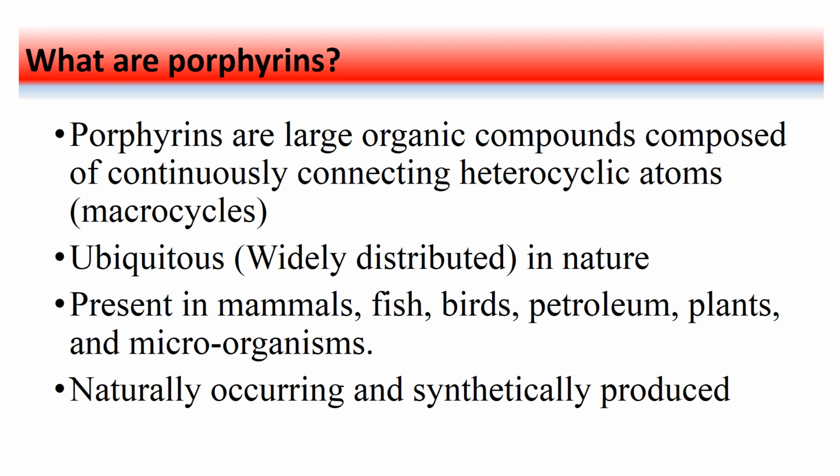What are porphyrins? Porphyrins are large organic compounds composed of continuously connecting heterocyclic atoms. They are ubiquitous in nature and present in mammals, fish, birds, petroleum, plants, and microorganisms. They are naturally occurring and can be synthetically produced.